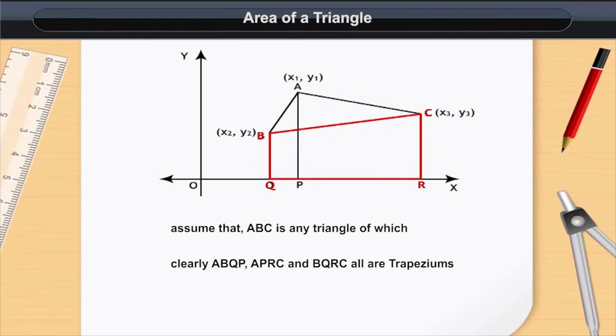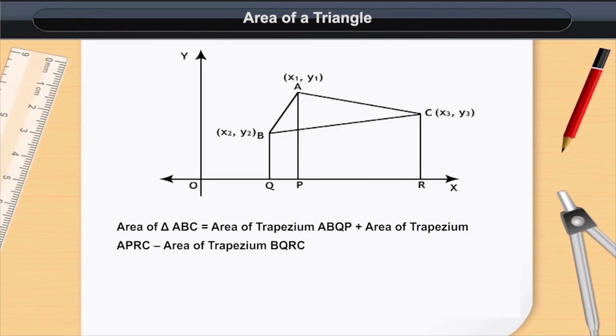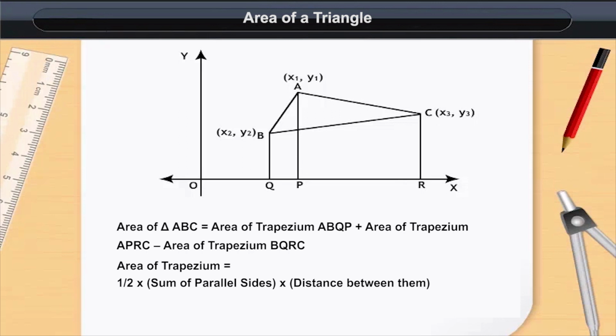Now, from the picture it is clear that area of triangle ABC is equal to area of trapezium ABQP plus area of trapezium APRC minus area of trapezium BQRC. We also know that area of the trapezium is equal to 1 divided by 2 multiplied by sum of parallel sides multiplied by distance between them.